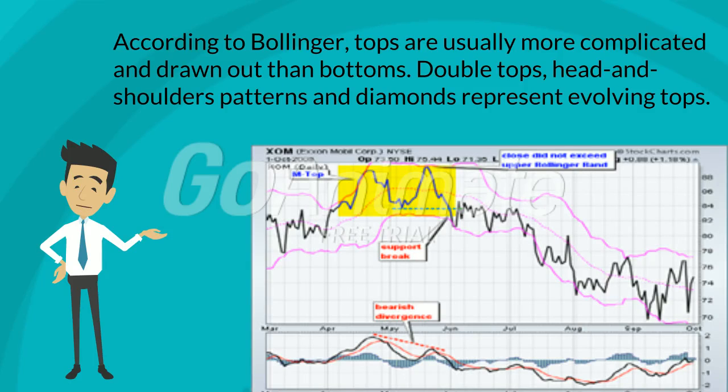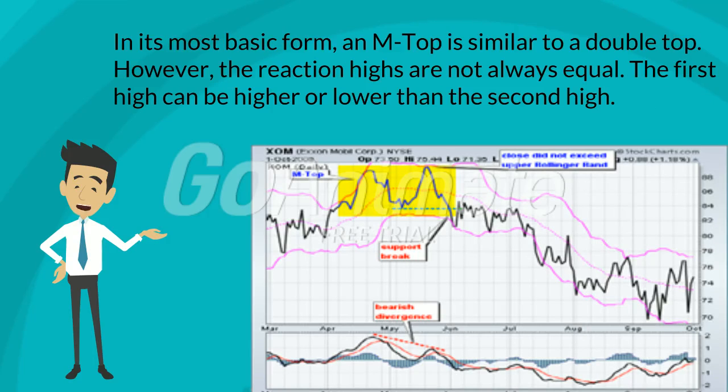According to Bollinger, tops are usually more complicated and drawn out than bottoms. Double tops, head and shoulders patterns and diamonds represent evolving tops. In its most basic form, an M-top is similar to a double top. However, the reaction highs are not always equal. The first high can be higher or lower than the second high.